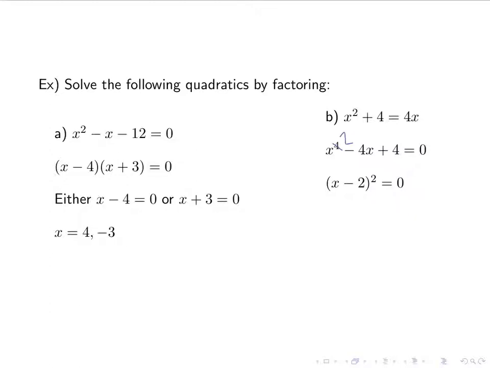So if something squared is 0, that something has to be 0. Right, so if I square root both sides, I get x minus 2 equals 0. And if x minus 2 is 0, then x must be 2. And here's a case where I get only one solution, because when I factored it, it factored into a binomial squared.